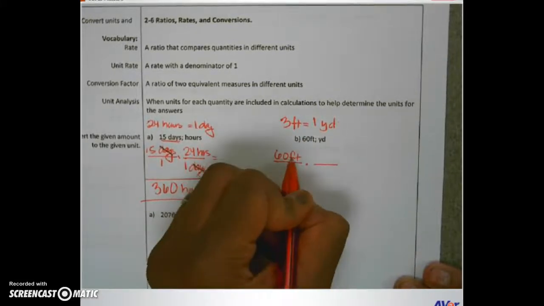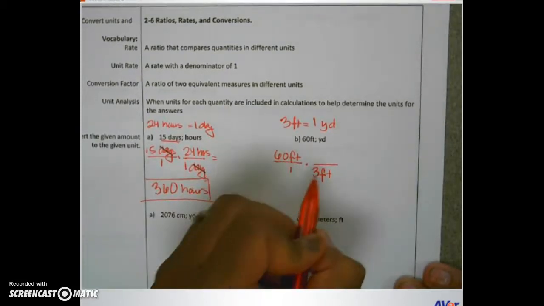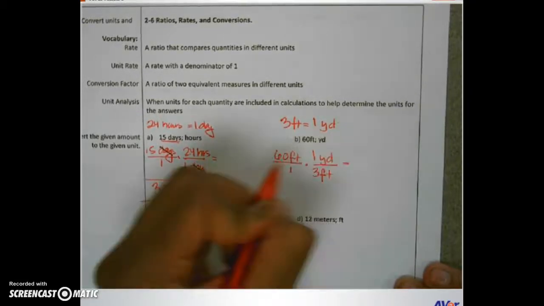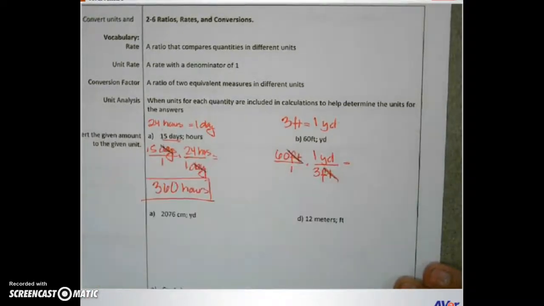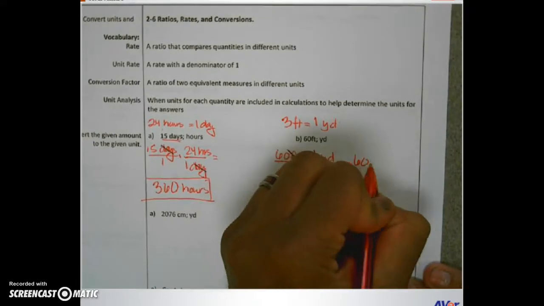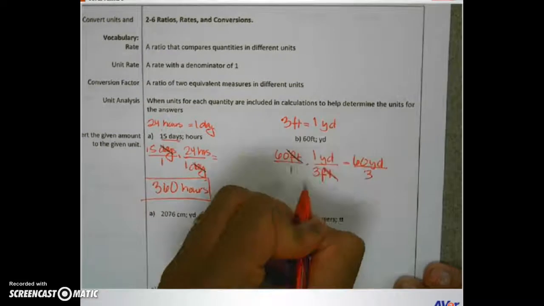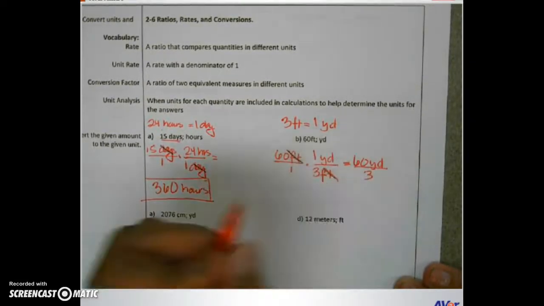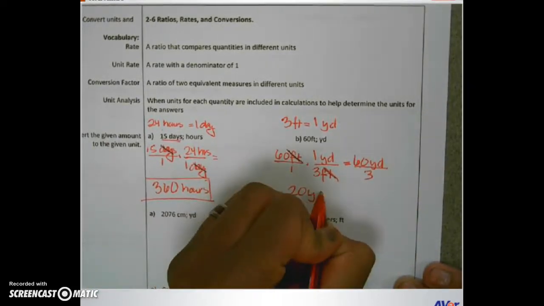Well, I want the feet to cancel out with these feet up top. So if there's feet on top, I'm going to put the feet on the bottom in order for them to cancel out. So I'll put the 3 feet on the bottom, and then I'll put the 1 yard up top. Now my feet are gone. I'm footless. I have 60 left on top, and I have yards left on top, but on the bottom I have that 3. Don't want to forget that because I need to divide. I'm typically great with improper fractions, but I want to just go ahead and divide 60 by 3 and get 20 yards.